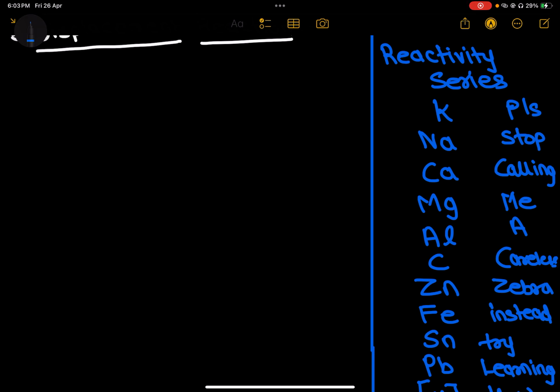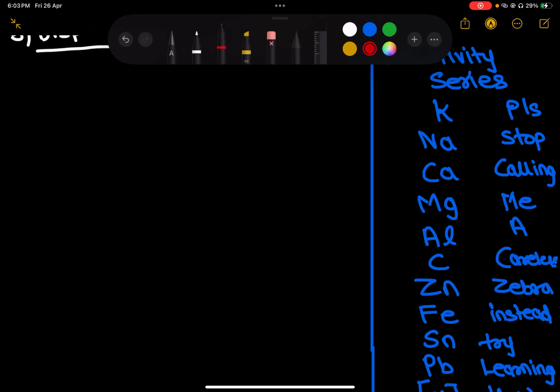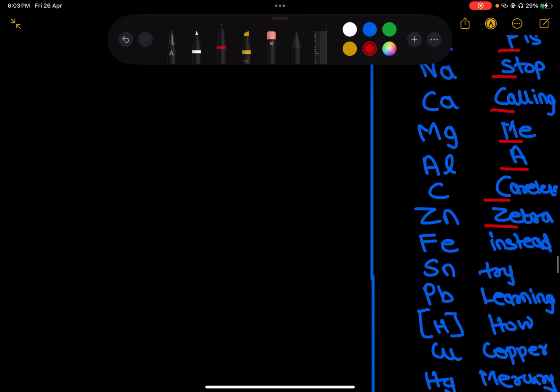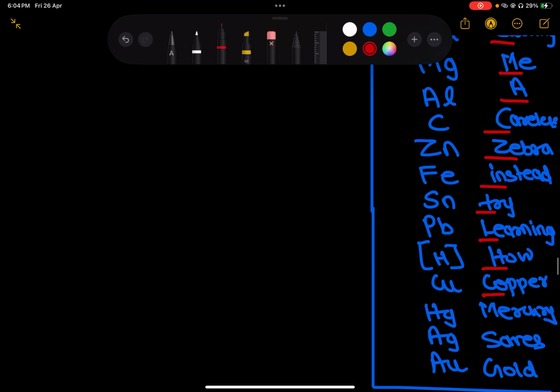Please stop calling me a careless zebra. Instead, try learning how copper saves gold. Potassium, sodium, calcium, magnesium, aluminium, carbon, zinc, iron, tin, lead, hydrogen, copper, mercury, silver, gold. After gold there is platinum, but that is not usually used.